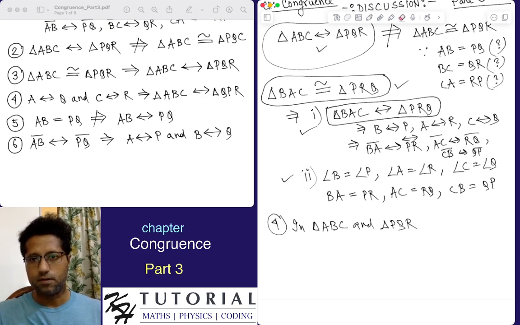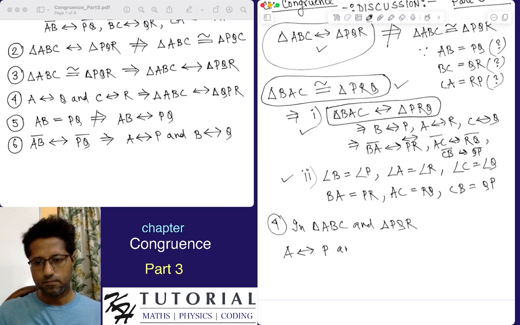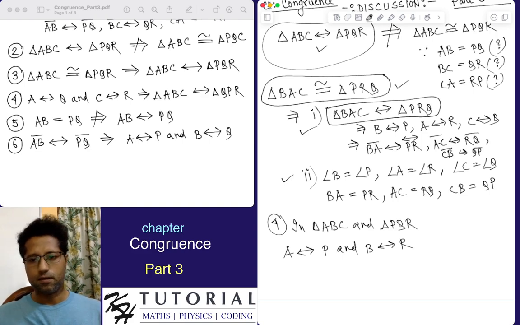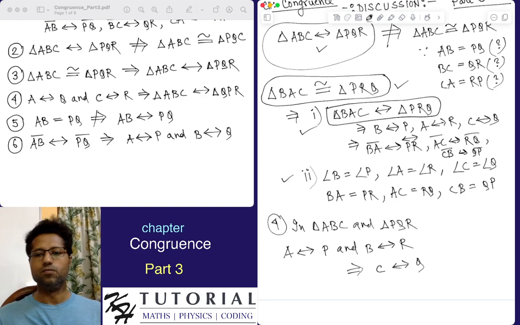What I was trying to discuss was rather this: if the mapping of 2 points is given, let's say A is mapped to P, and you also know that B is mapped to, let's say, R. B is mapped to R. This will automatically imply that the vertex C has to be mapped with Q.